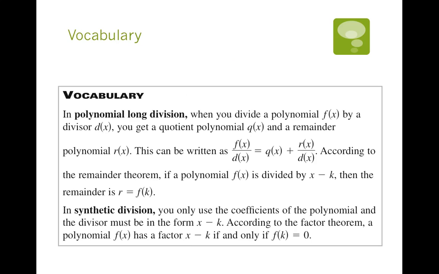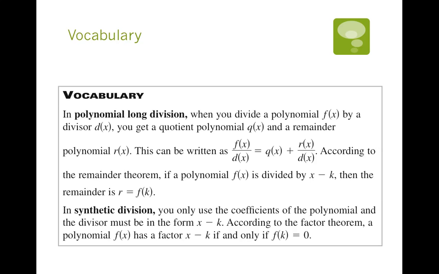Our vocabulary box tells us today that in long polynomial division, when you divide a polynomial f of x by a divisor d of x, you get a quotient polynomial q of x and a remainder polynomial r of x. Notice here that each piece of this problem is a type of function. Our dividend, the original polynomial, is our f of x. Our divisor that we're going to divide by is d of x. The quotient answer that we get is q of x. And the remainder is r of x.